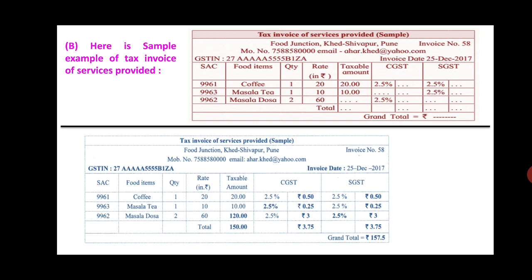Same for the SGST. Next, masala dosa, 2 quantities, rate is 60 per quantity. So the total amount will become 120. It is the taxable one. So 2.5% tax, that will be rupees 3 for SGST as well as CGST. So total amount of this will become now 157.50 paisa. Okay, this is how sample examples of this tax invoice have to be prepared while purchase and service provision.